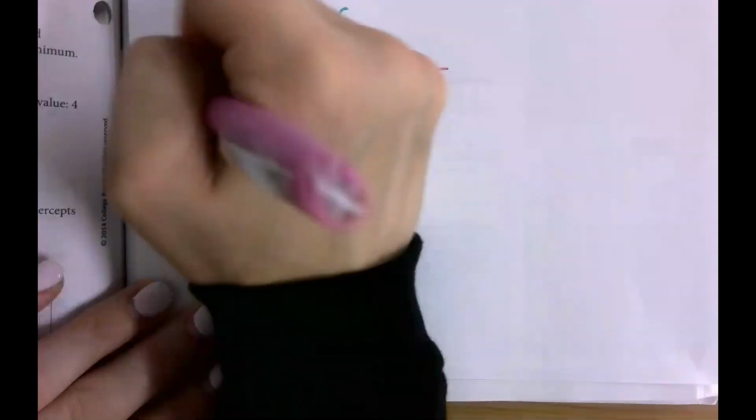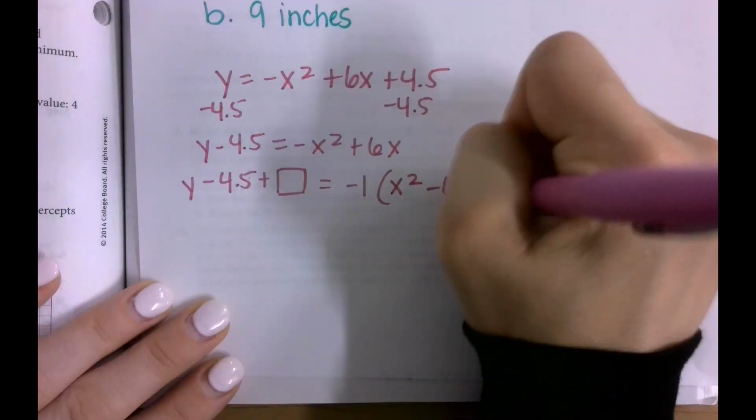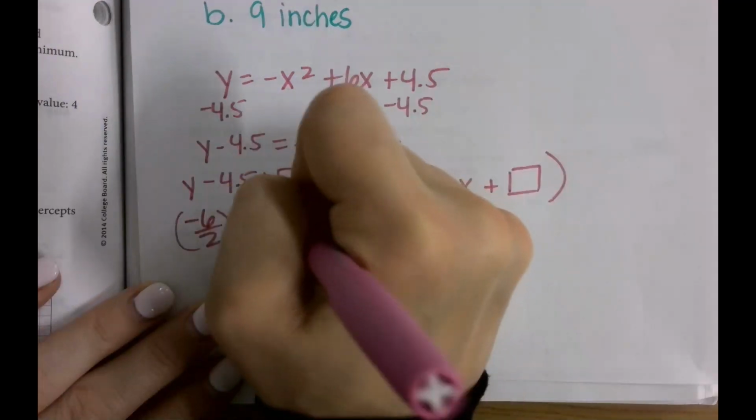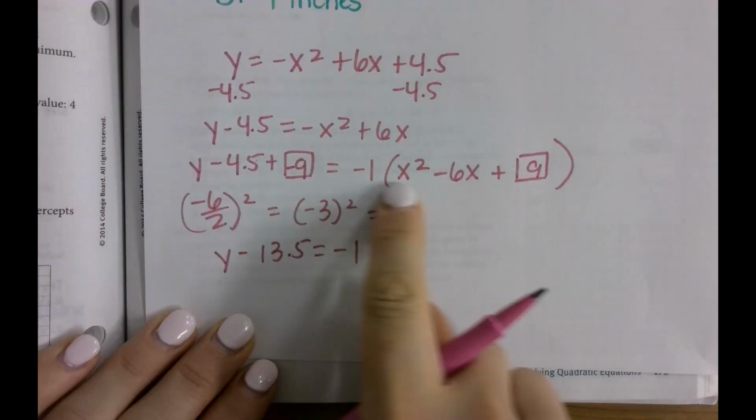All right, we're going to subtract the constant, y minus 4. I don't want the negative, so we're going to take it outside of the parentheses. Complete the square. We have our b value is negative 6 divided by 2 is negative 3. Negative 3 squared is 9, times negative 1 is negative 9 when we write it on the other side. Negative 4.5 plus negative 9 is negative 13.5.